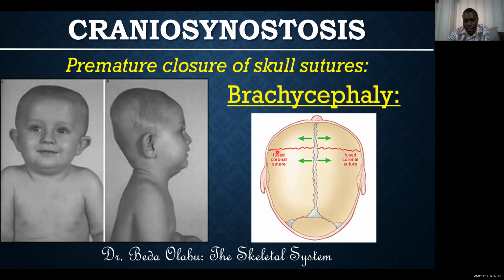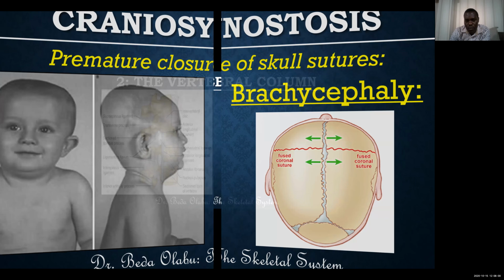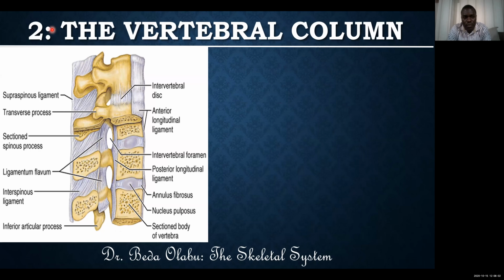This suture here between the frontal and the parietal bone is called the coronal suture. If that suture closes prematurely, you get a skull which looks like this. And this is what we call brachycephaly. Again, it's one of the craniosynostoses. Okay, we're done with one of the bones of the axial skeleton.